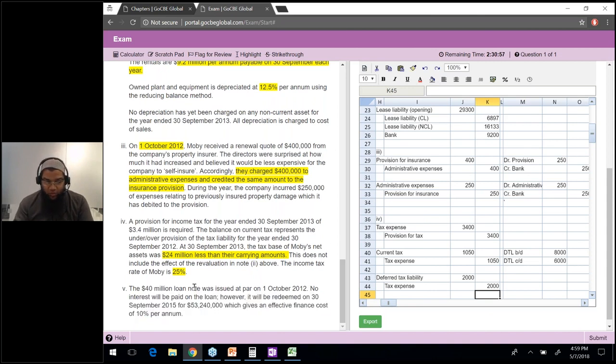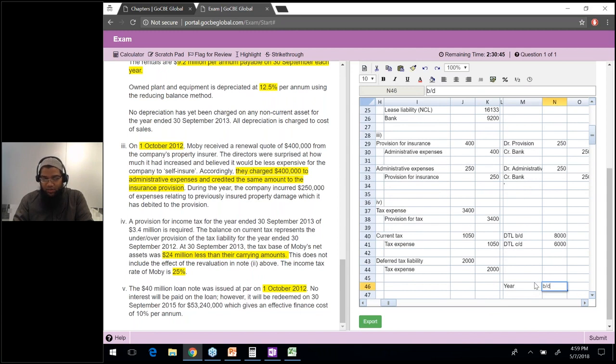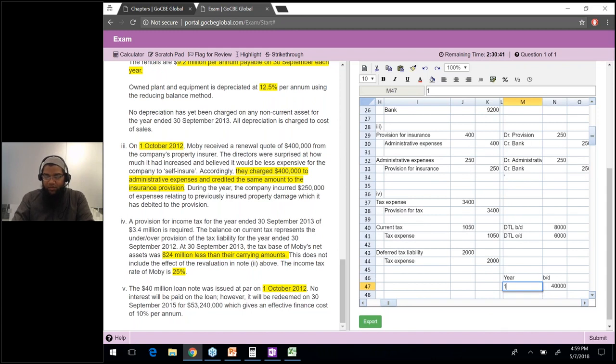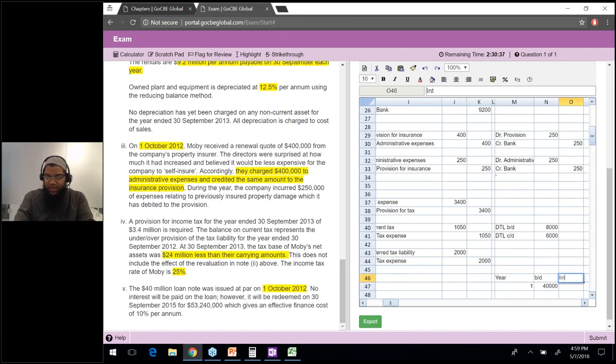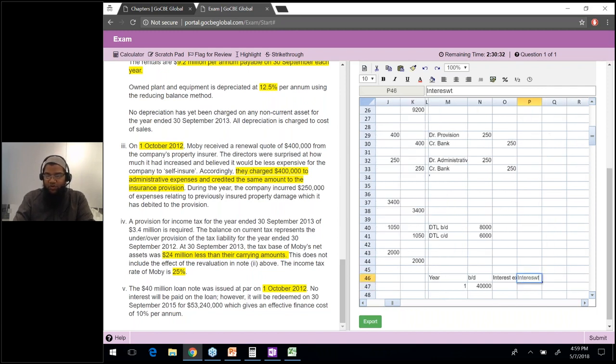The 40 million loan note was issued at par on 1st October 2012. It was issued at par, which means that the brought down balance in the table is going to be the par value of 40,000 in year one. The finance cost or the interest expense will be on the effective rate. The interest paid will be on the coupon rate, and we will have amortization and then the carried down.